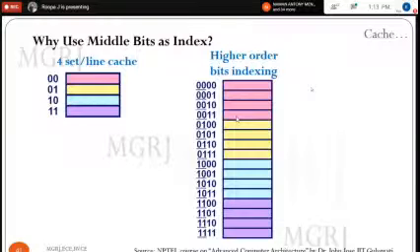Yes, ma'am. If each line on the left hand side represents a set which has more than one line, then you could probably... Yes, that will be decoded later. I'm talking only about the addressing part. You're right, ma'am. Yes, that's clear.